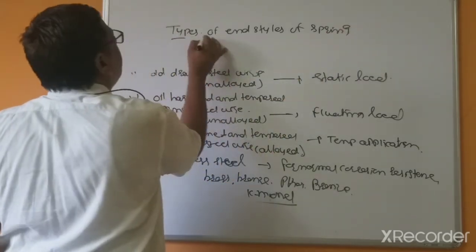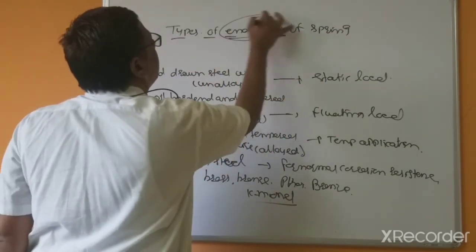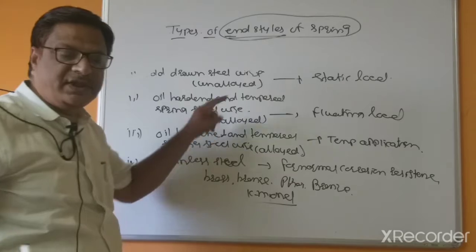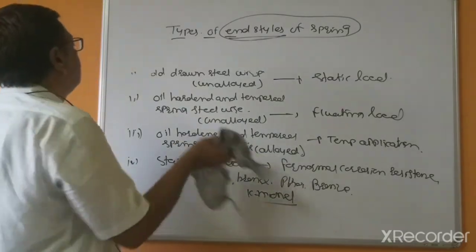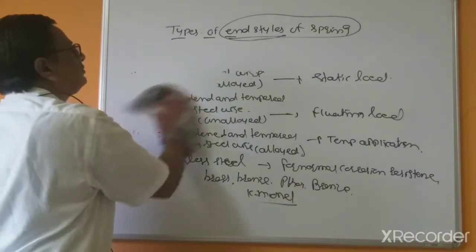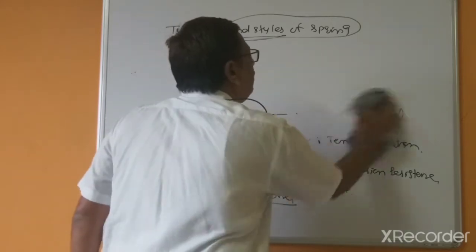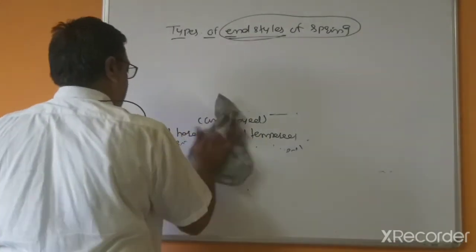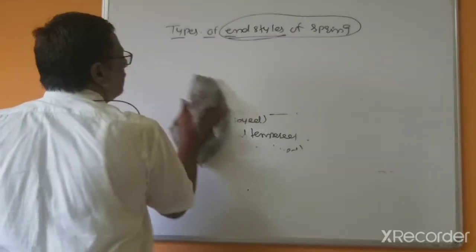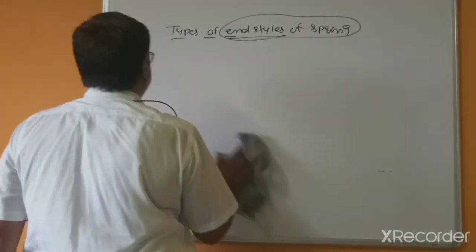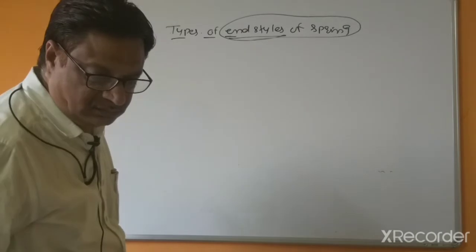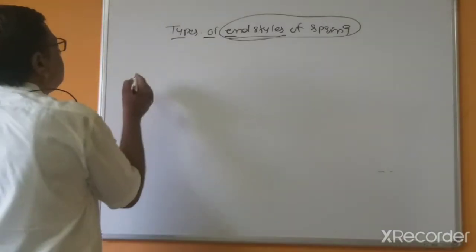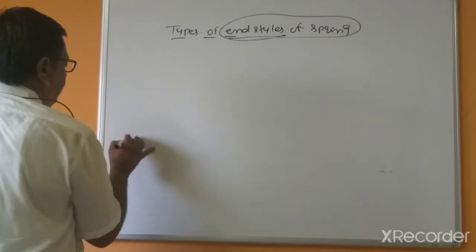So what are the different end styles? This word is important: end styles of springs. Here there are basically four types. First is the plain end.